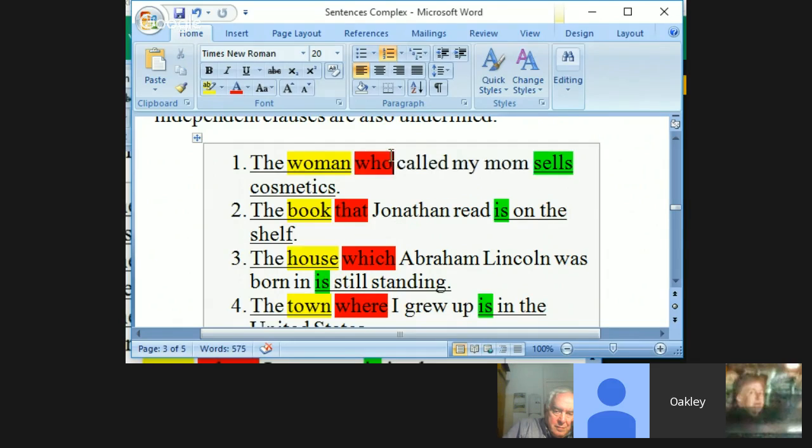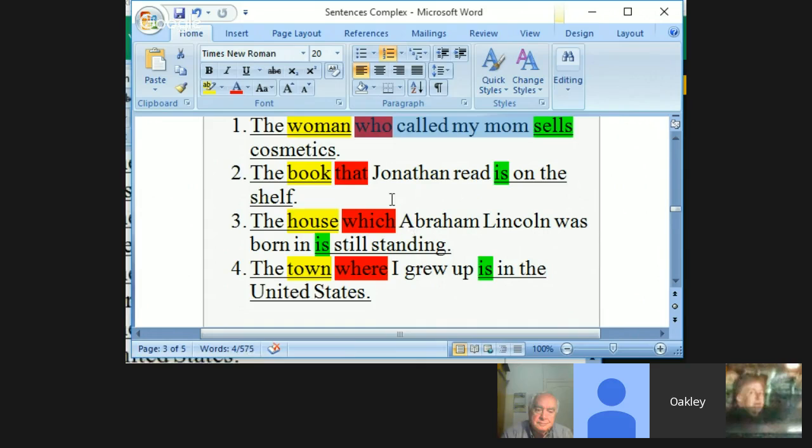So we still have a subject noun, so to speak. We still have a verb, and we definitely have an incomplete thought. Who called my mom? Unless it's a question, but it's not a question; it's a statement, so it doesn't make sense. Who called my mom? Okay. Some more examples, and then we'll give it a try.